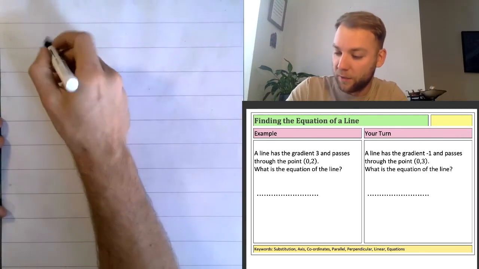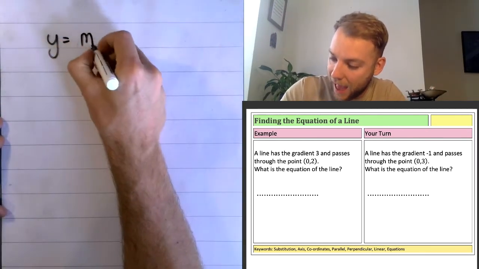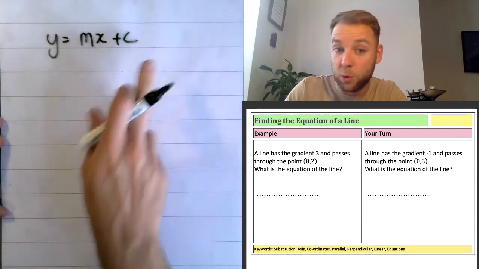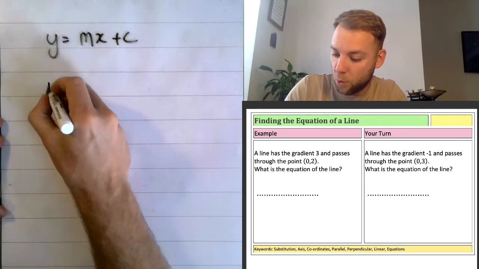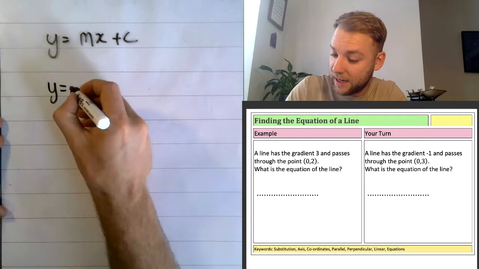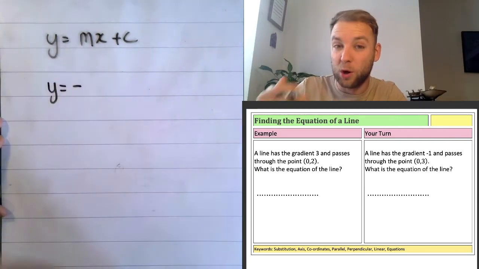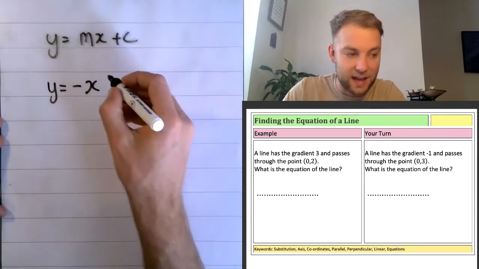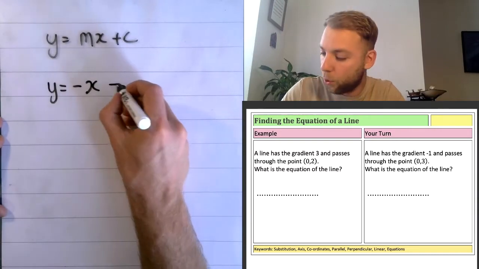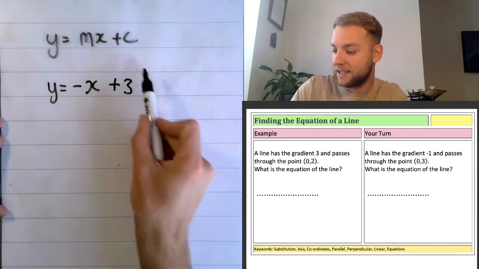Well, we know it's in the form y equals mx plus c, and it's always worth writing this down. So y is equal to, the gradient is -1x, but I'm not going to write -1. I'm just going to write -x plus 3 in this case, because the c is 3.